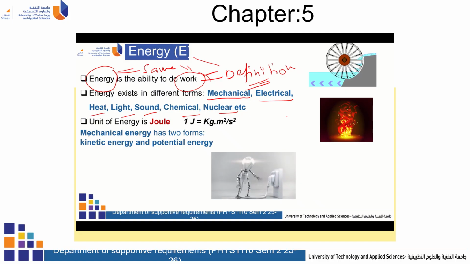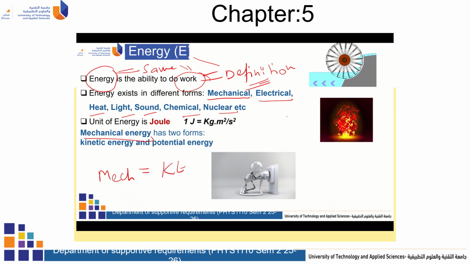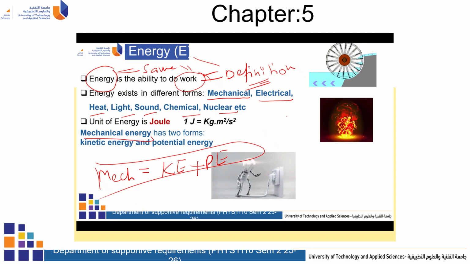Here they are saying something about mechanical energy. In this chapter we have to study mechanical energy in detail. So what is the rule for mechanical energy? The mechanical energy is the sum of the kinetic energy and the potential energy. This is the rule: mechanical energy is kinetic plus potential.